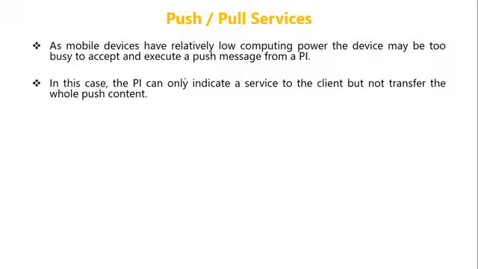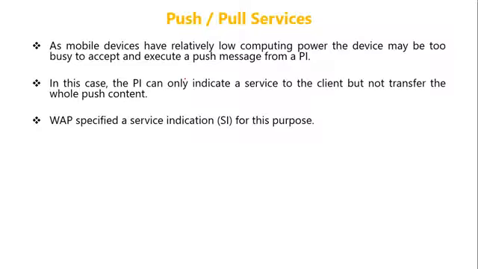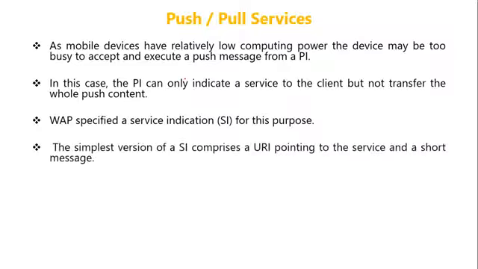Sometimes the server might have sent a push message, but the client might not be able to accept that at that point of time as it is busy. In this case, the PI can only indicate a service to the client, but not the transfer of the whole push content. In that case, the PI, the push initiator, or the server, instead of sending the push message, can indicate that there is a push service available. So WAP specified a service indication for this purpose.